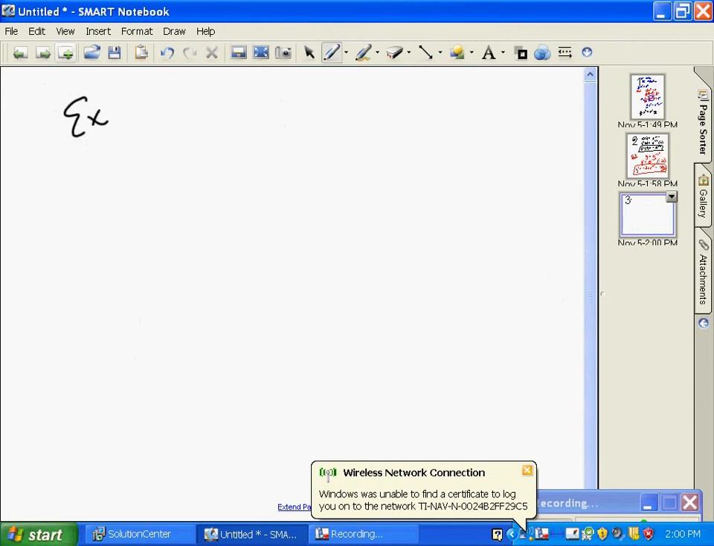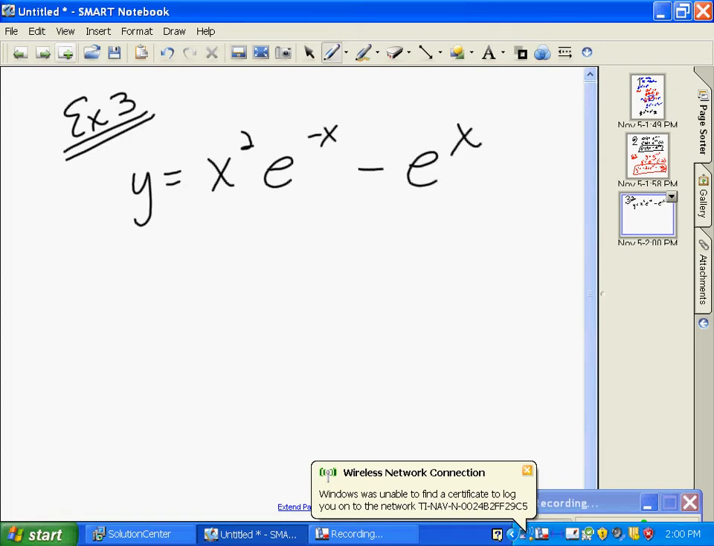Example 3. Okay, so basically we've got the idea. Now let's start adding in some of our other skills. If I have y equal to x squared times e to the negative x minus e to the x, I'm going to look at that first term and realize I'm going to have to do the product rule. So here's my y prime. The derivative of the first term is 2x times the second, plus the first term times the derivative of the second. That is going to be e to the negative x times negative 1.